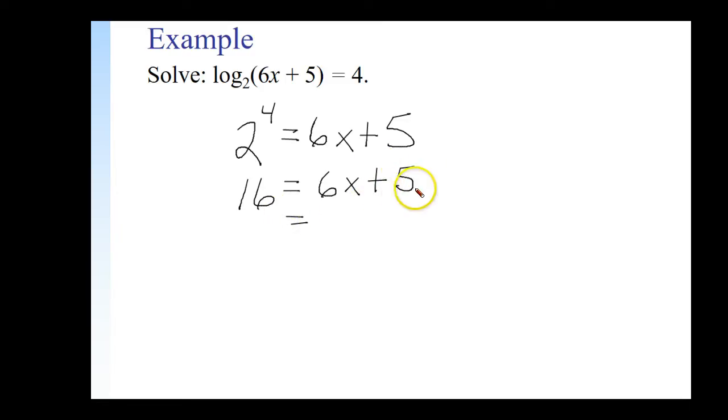So, how do we get rid of the 5? Well, we subtract 5 from both sides, or transpose it. This becomes 11. How do we get the x by itself? Divide both sides by 6, the numerical coefficient of x, and our answer is 11/6. So not too bad. But again, this is the work you need to show.